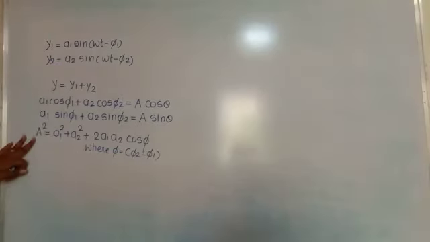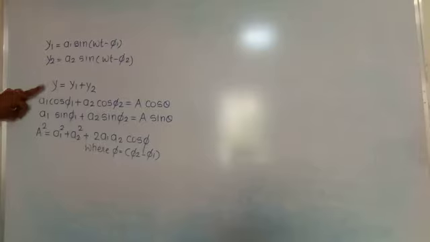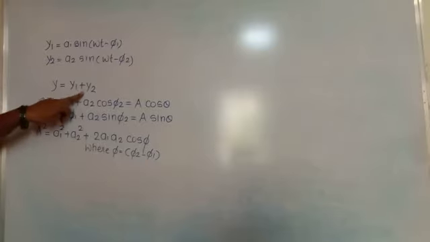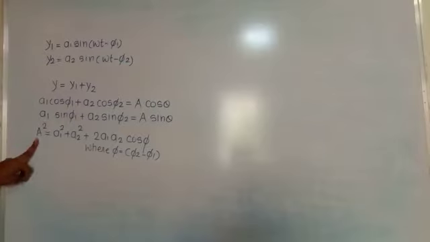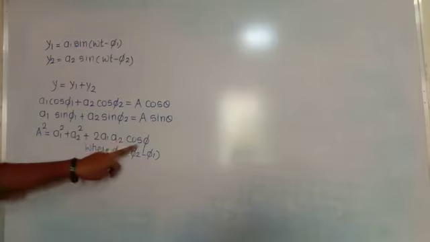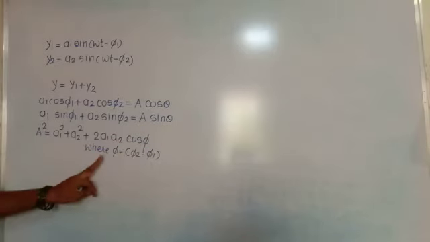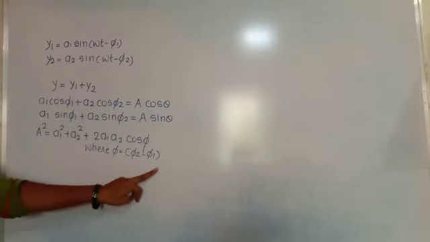This is the resultant amplitude of the two light waves superimposed upon each other, and we get the resultant displacement y equals y1 plus y2. After superimposing, the amplitude of the light wave becomes A square equals a1 square plus a2 square plus twice a1 a2 cos phi, and here phi is phi 2 minus phi 1.